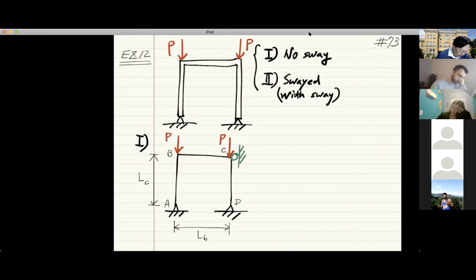And about the E and I's, that's just like what we talked about before. They don't have to be the same. The EI for the beams, we call it EIB. The EI for the columns, we're going to call it EIC.